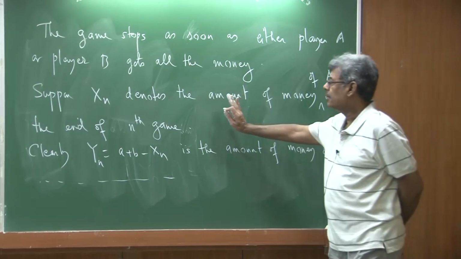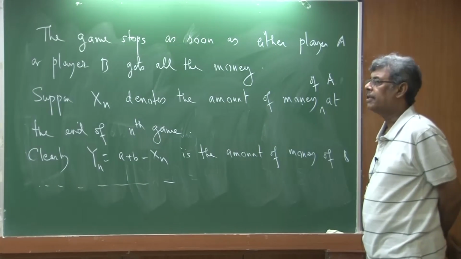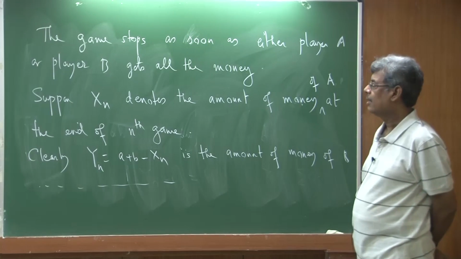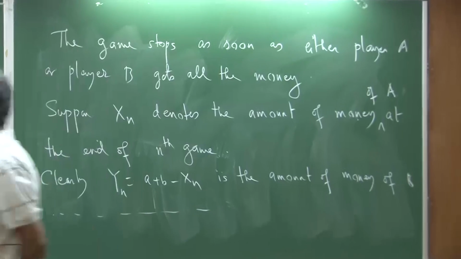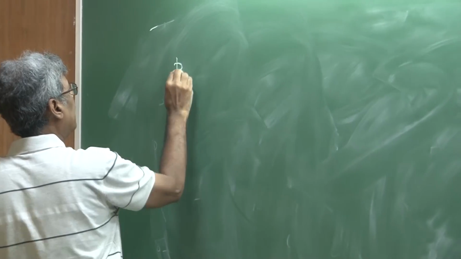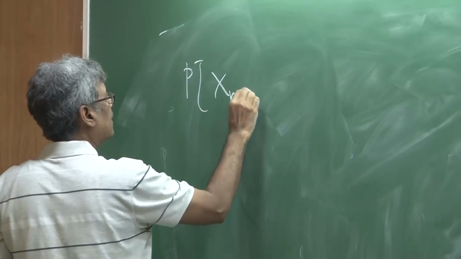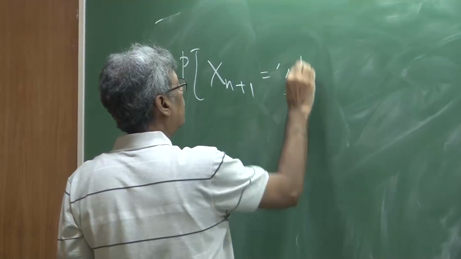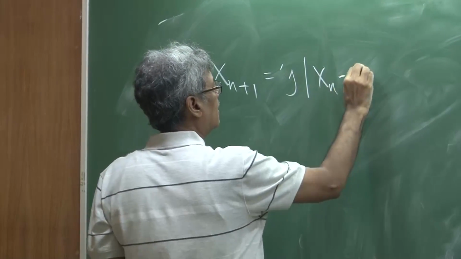Let's try to compute the transition probability matrix of Xn. So what do we want to compute? We want to compute the probability Xn plus 1 equal to j given Xn is equal to i.